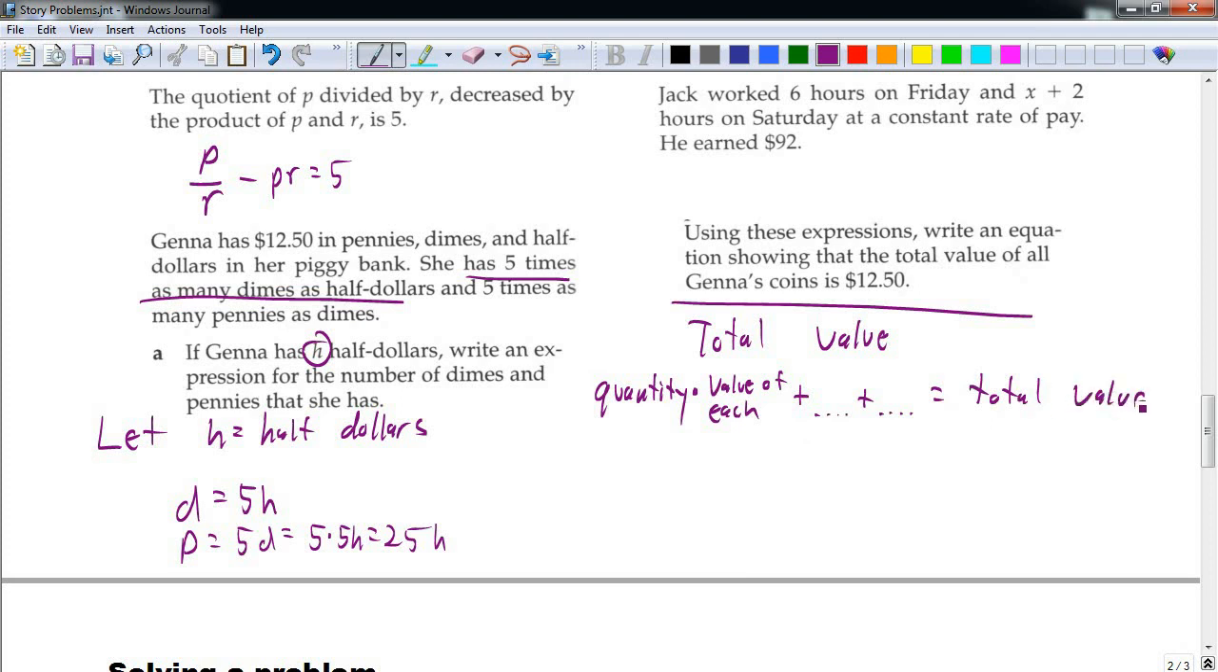So, half dollars. She has H half dollars, and they are worth 50 cents. Plus, she has 5H of the dimes, and that's worth 10 cents. Plus, she has 25H pennies, and that's worth 1 cent. So I take how much I have times what it's worth, and I do that for each thing that I have, and that equals total value, which is $12.50. This is the total value pattern. You see it a lot when we work with money.